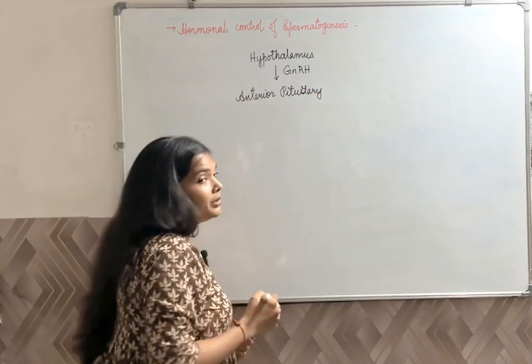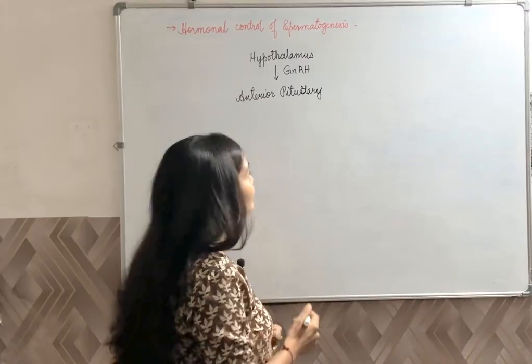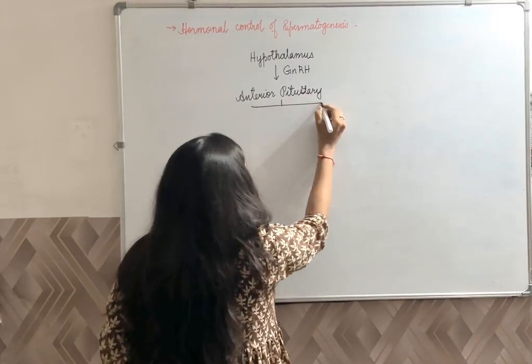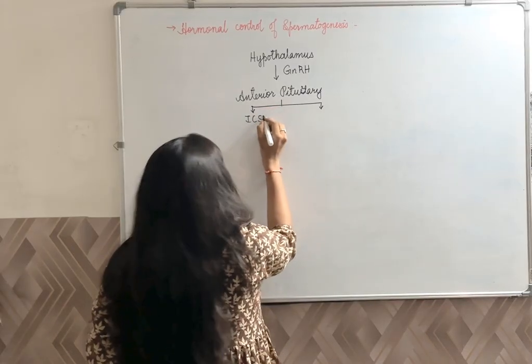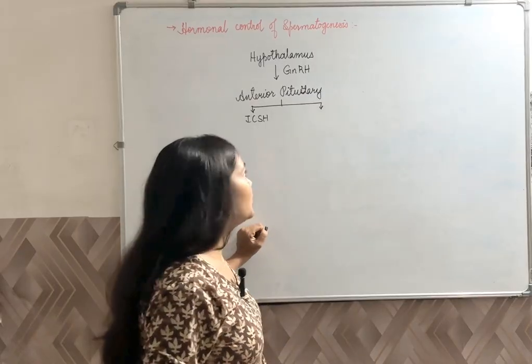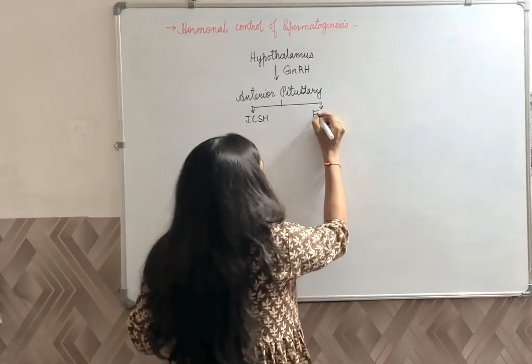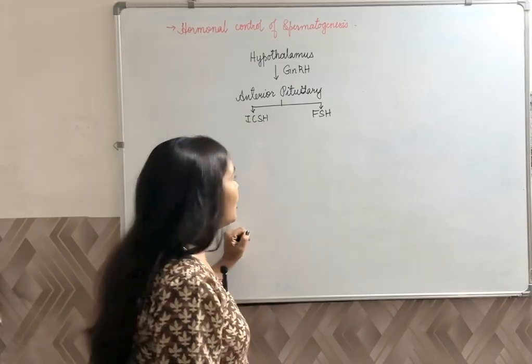And this anterior pituitary in turn produces two different sets of hormones. One is called LH or ICSH, ICSH, which stands for interstitial cell stimulating hormone, and then there is FSH, which stands for follicle stimulating hormone.